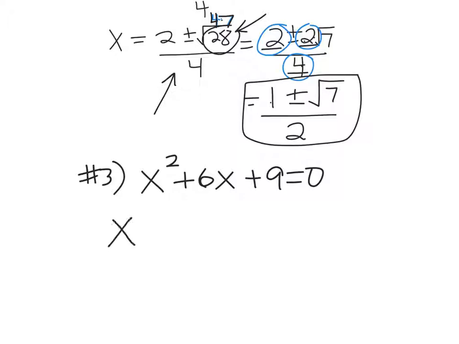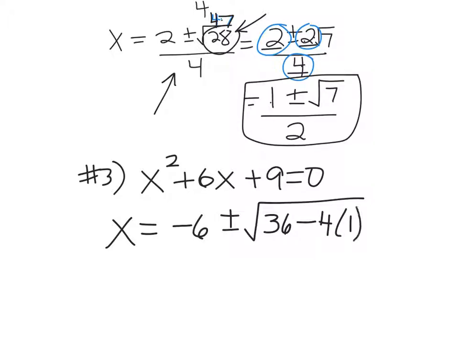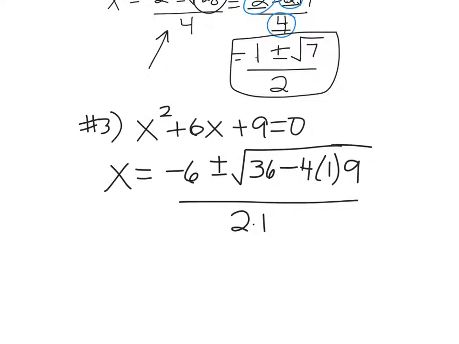All right, x equals, it's not me, negative b plus or minus square root b squared, so 36, minus 4 times a times c all over 2 times a. Now this one's kind of special, isn't it? You see how special it is? X equals negative 6 plus or minus. What's this inside here? What's 36 minus 4 times 9? 36 minus 36 is 0.